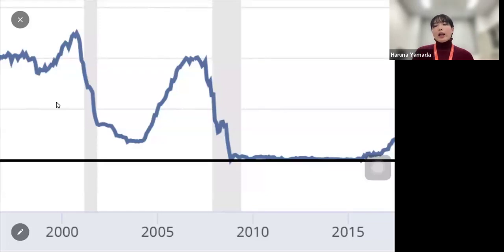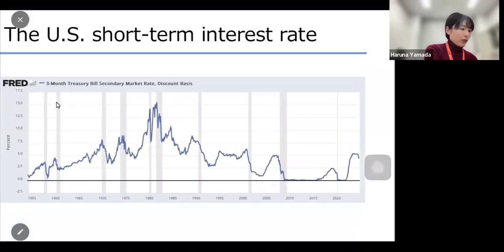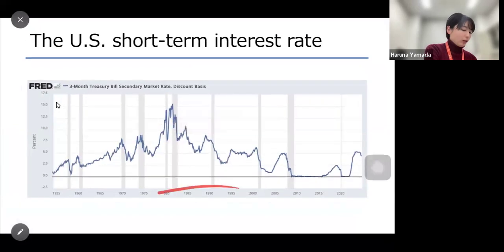Then the economy goes into recession, then the Federal Reserve decreases the interest rate to almost zero around here. And this low interest rate was kept until about 2016. Okay, this is the US short-term interest rate.